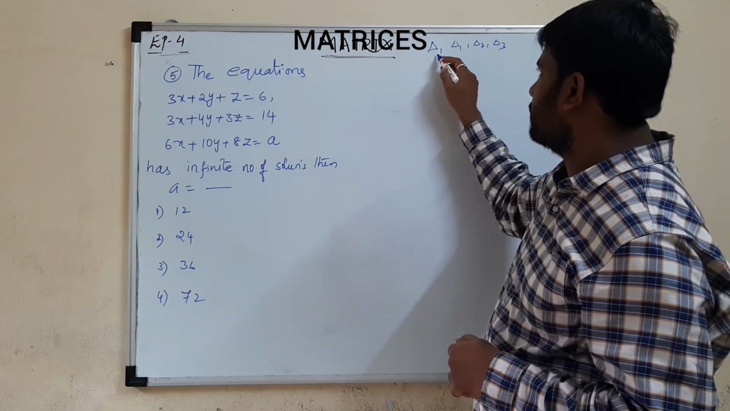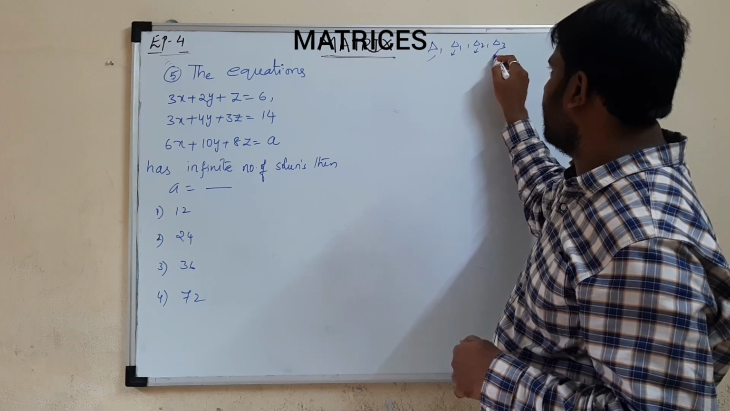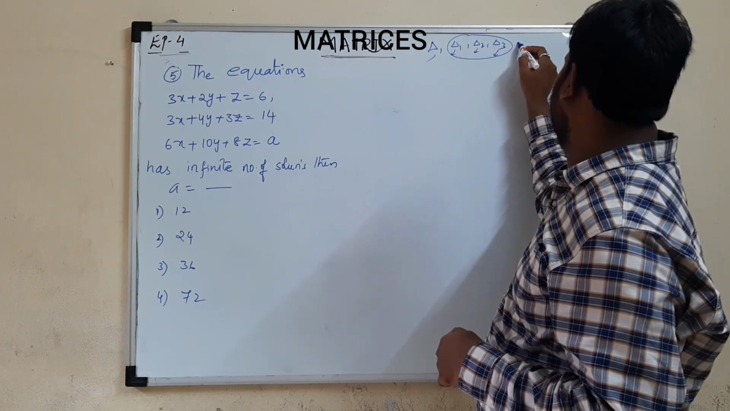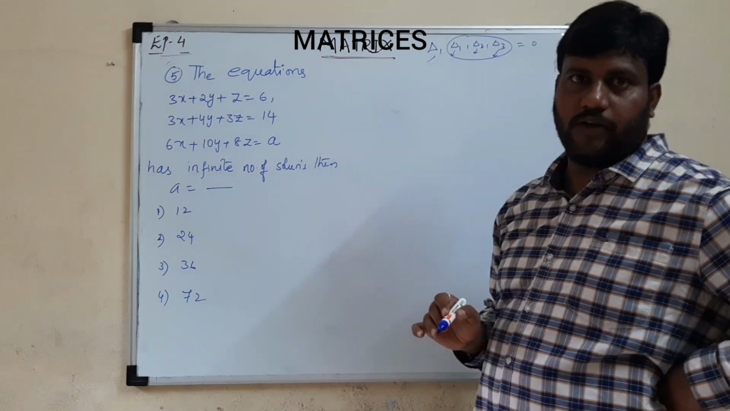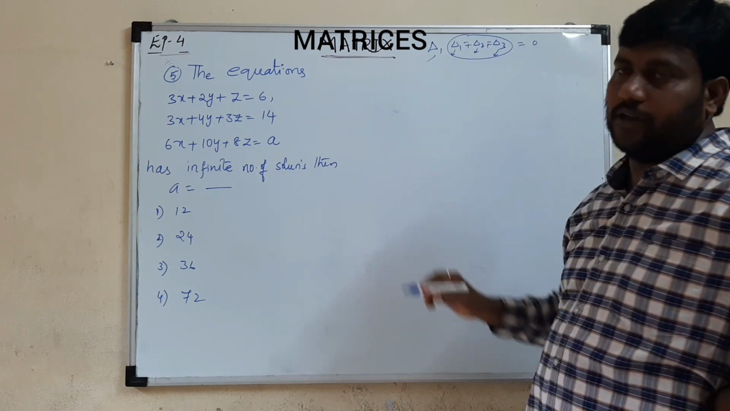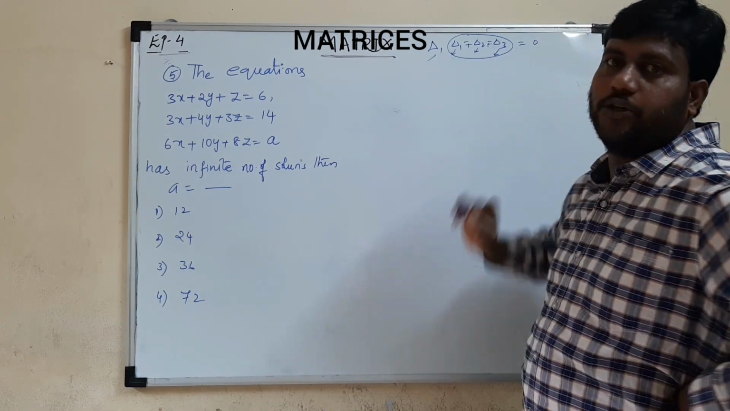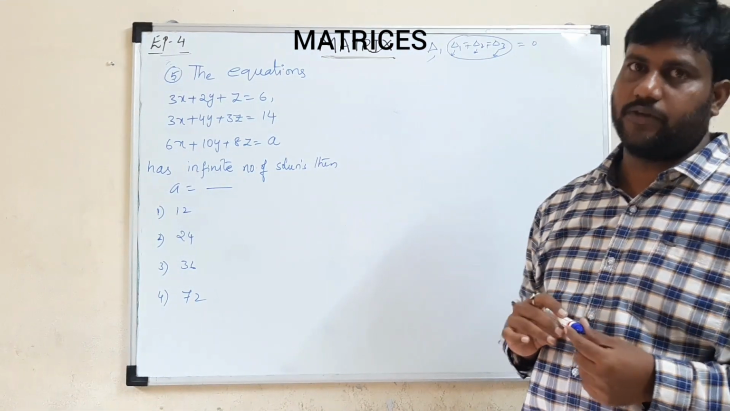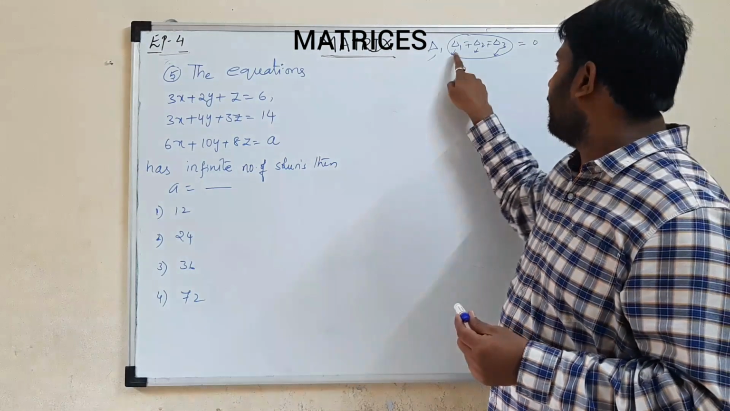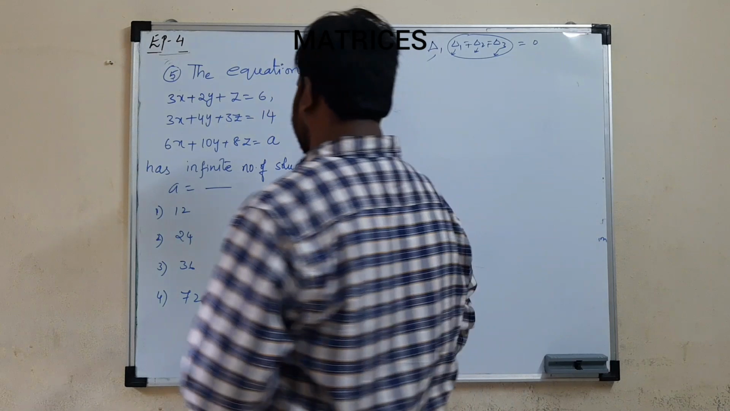Suppose I consider Cramer's rule. Delta is the coefficient matrix determinant. Here we are replacing the first column, second column, and third column. So we know that one of these determinants should be equal to 0. One of them should be equal to 0. This all should be equal to 0. Remember, delta 1, delta 2, delta 3, all should be 0. Then only we have an infinite number of solutions. If any system of equations has infinite number of solutions, then delta 1, delta 2, delta 3 all should be equal to 0. So I do this based on that concept.